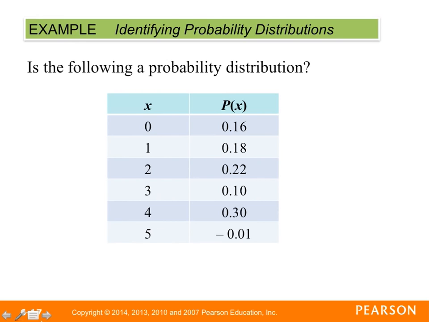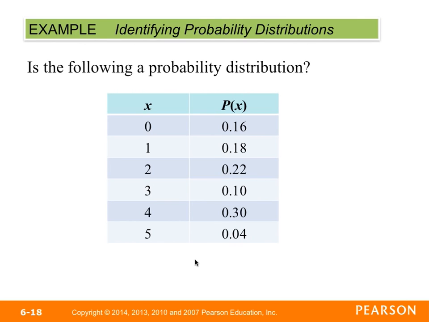Okay, now they just changed one number, and if you notice here, they changed it to a negative number, so we want to know if this is a probability distribution now. We cannot have negative probabilities. We're always going to have probabilities somewhere between 0 and 1, or meaning 0 and 100%. So we can't have a negative probability. So this one is not a probability distribution either.